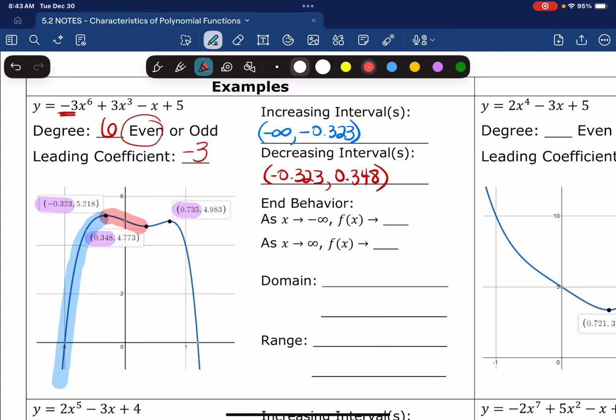All right, the next part of my graph is increasing right here. So from x value to x value, where is it increasing?